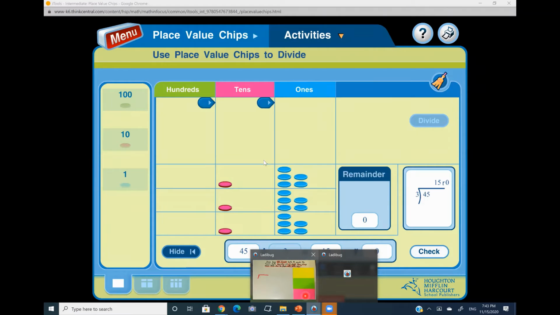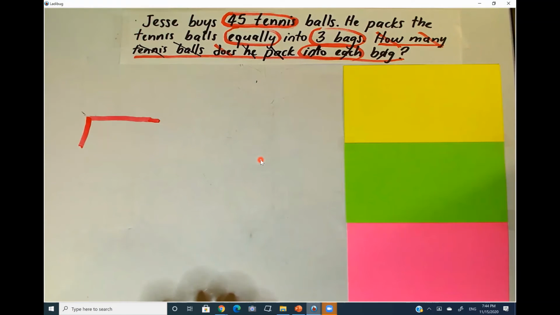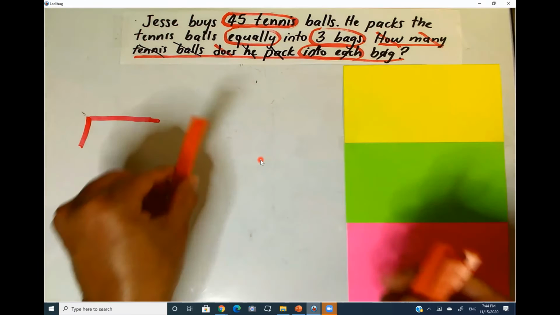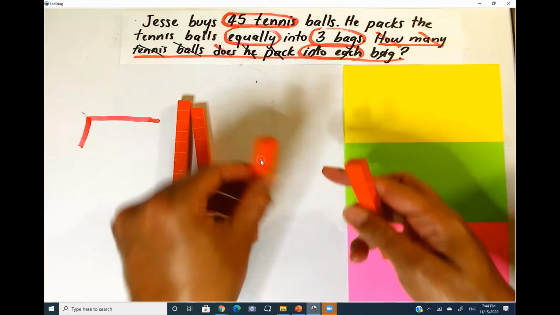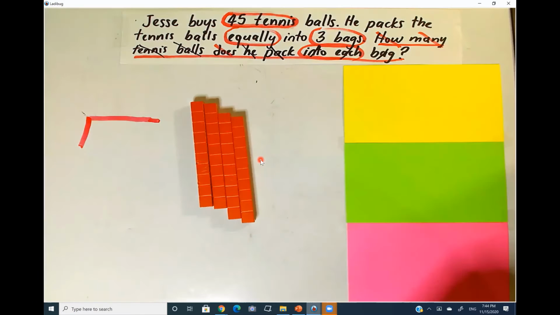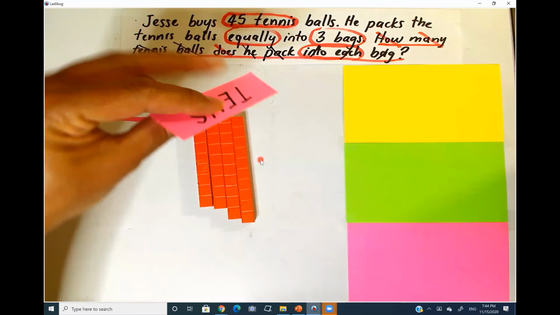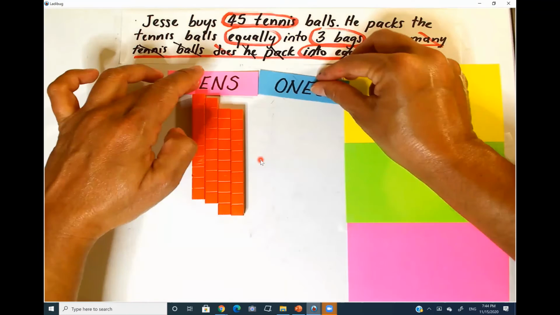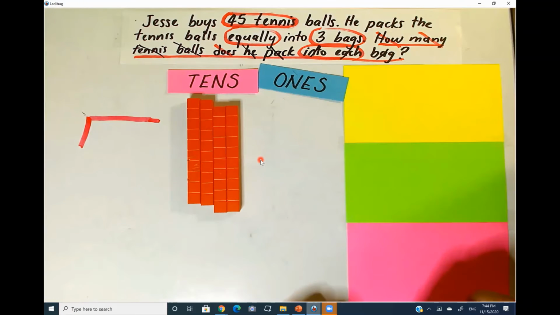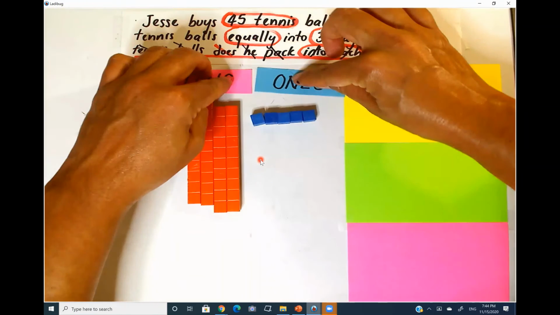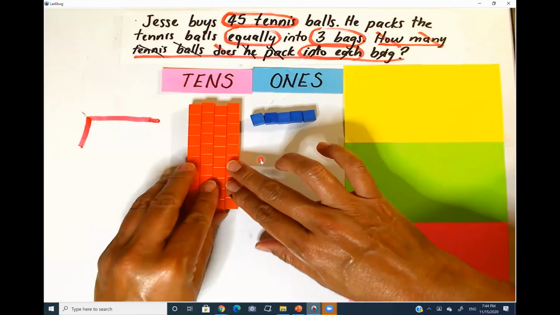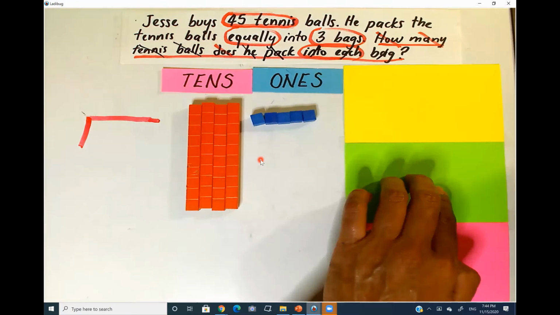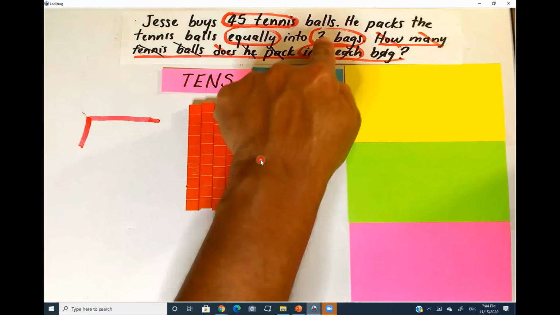So we have the same problem again. And so we said we had 45: 10, 20, 30, and 40. These are going to be the tens. And then I'm going to have 5 ones. Which are these? Now I have my 3 groups. Group 1, group 2, and group 3, which is going to be representing the 3 bags.